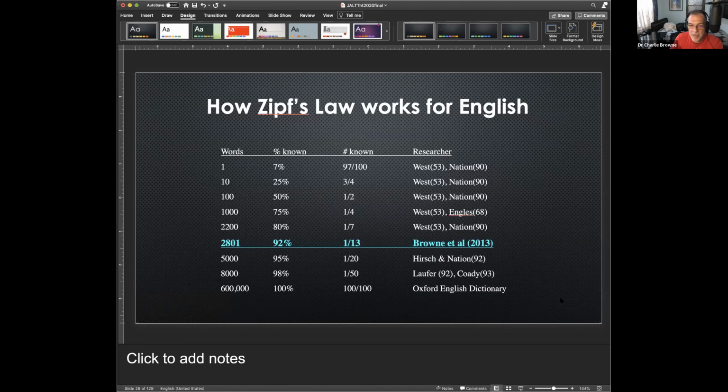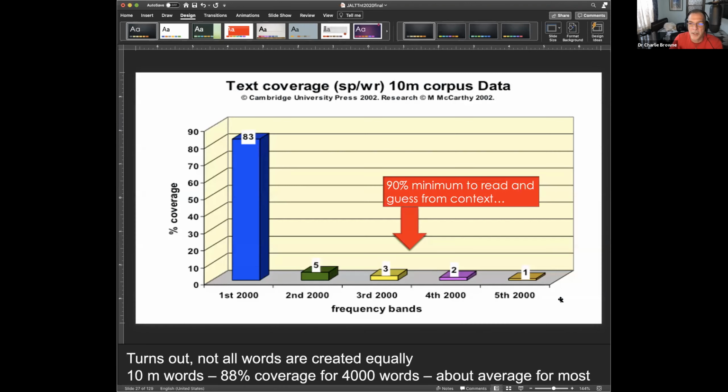Okay, so even in a table like this, it's not that easy to visualize. So I've got one more slide, and in this slide, what you can see is a 10 million word sample of the Cambridge English Corpus. If you know the first 2,000 most frequent words in that sample, you get 83% coverage. If you know the next 2,000 words, you get an additional 5%, so a total of 88% coverage. And then another 3%, another 2%, another 1%. So if you draw an imaginary line from the top of the blue box to the top of the green to the top of the yellow, this is about the first 10,000 words.